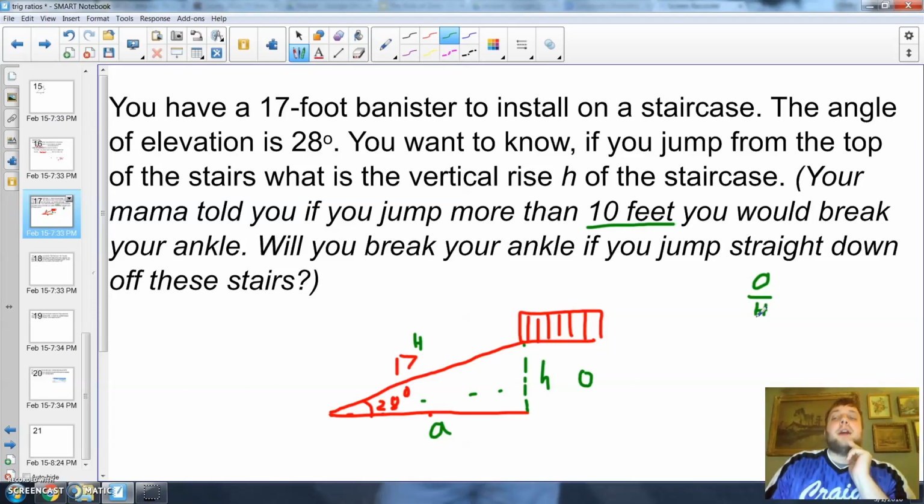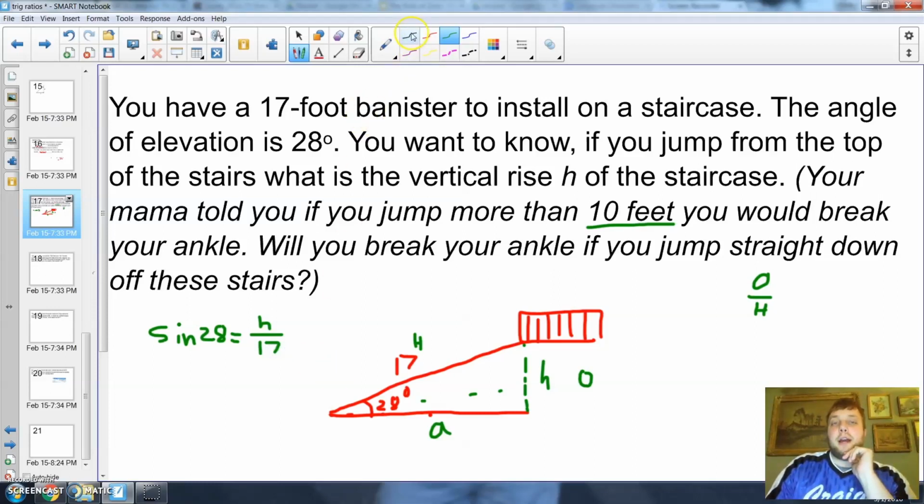I know what you're thinking right now. Geometry is depressing me. Okay, which one uses O over H? That would be sine. So I'm going to do sine of 28. So my sine of 28 will equal, okay, my opposite, which I don't know. You say that's my height of my stairs, over my hypotenuse, which is 17.